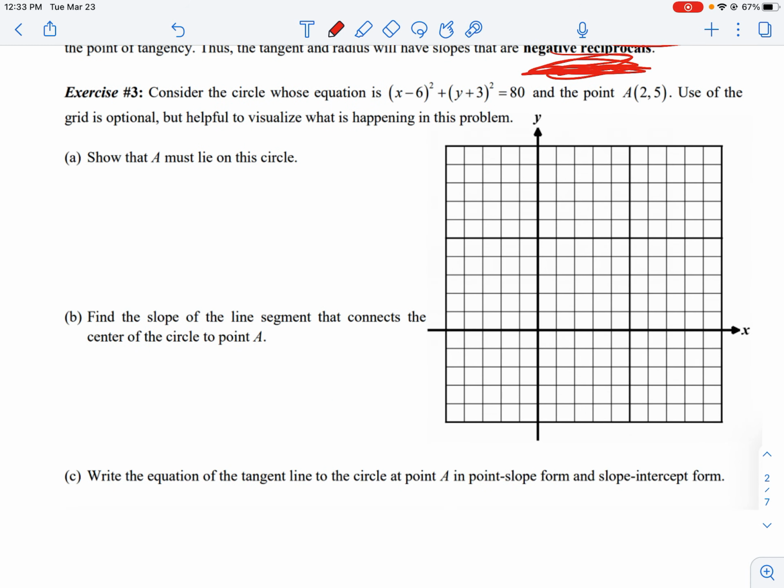Consider the circle whose equation is this, and the point is this. Use of the grid is optional, but helpful to visualize what is happening in this problem. So first, let's visualize what's happening in this problem. Our radius squared is 80, and the square root of 80 isn't anything nice.